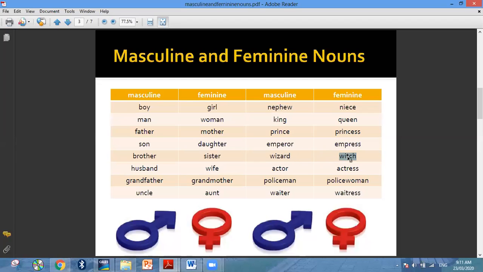You know which one this is, the one that makes spells and tries to hurt other people, and this is the male word of it. Wizard and witch, actor, actress, policeman, policewoman, waiter and waitress. Waiter is the man or the boy that serves you in the restaurant, and this is the girl that serves you in the restaurant, waitress.